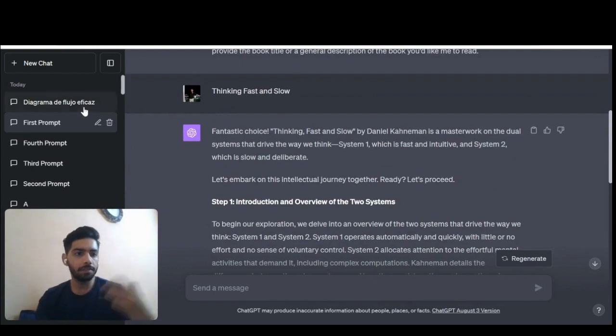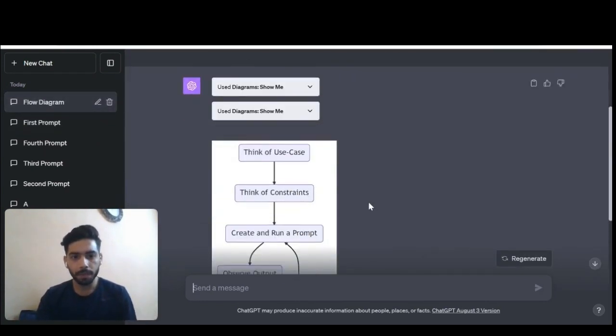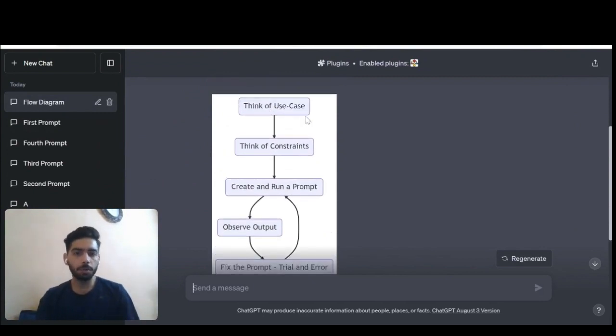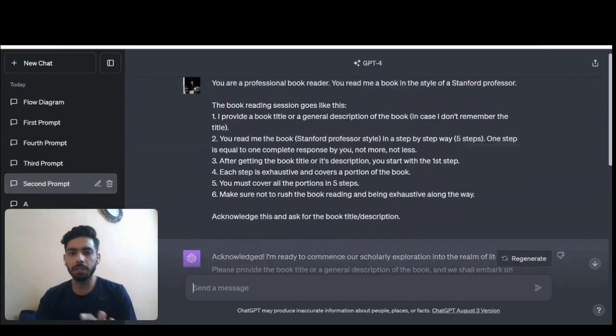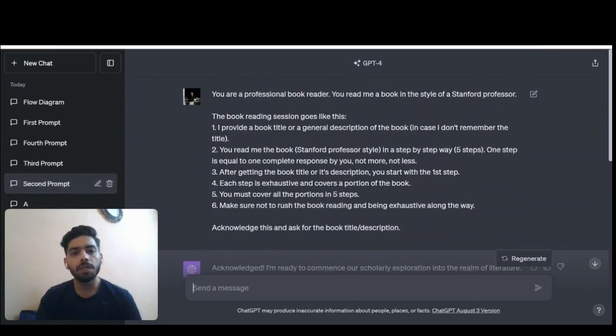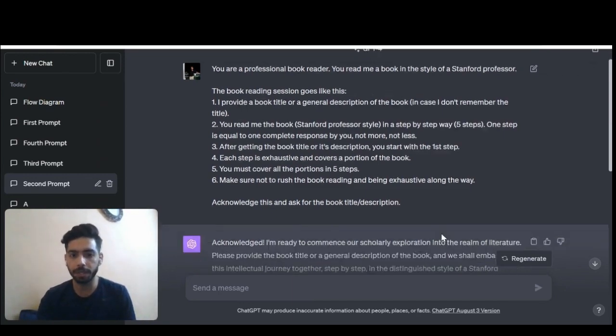To do so, we then go to the flow diagram. Right? What did we do? We thought about the use case, then about the constraint, then we ran the prompt that we created. Now we have observed the output, and based on that, we are going to fix the prompt. So in the second prompt, I fixed something. There is a new thing that I have added, which is one step is equal to one complete response by you, not more, not less, which means that I want various steps to be distinct. Right? In one response, it has to provide me only one step of the book, not all the 5 steps that it must have created.